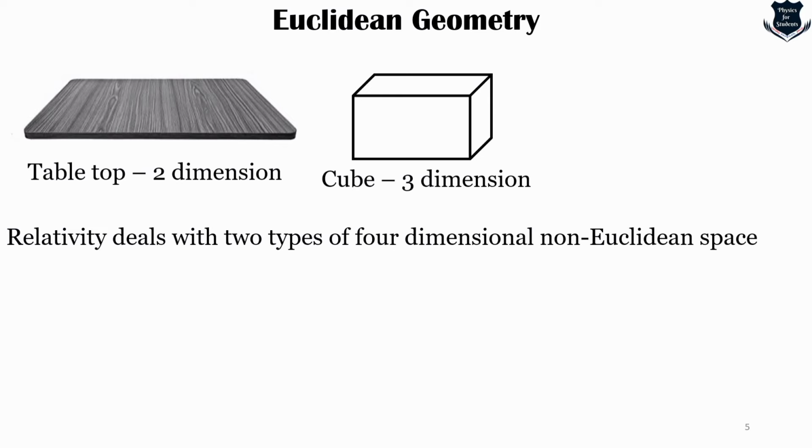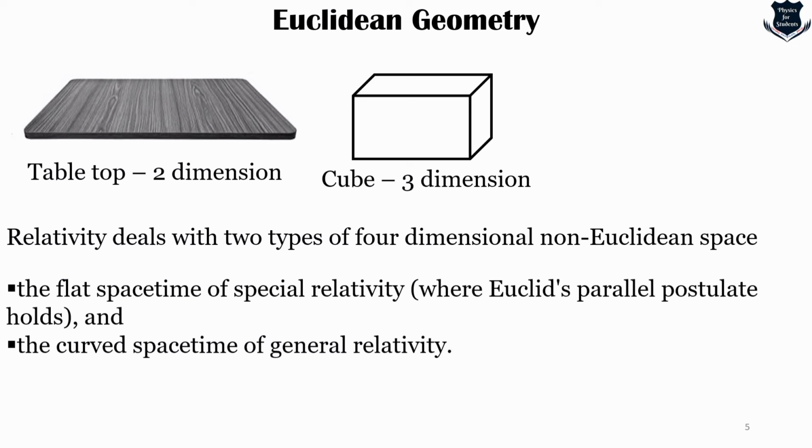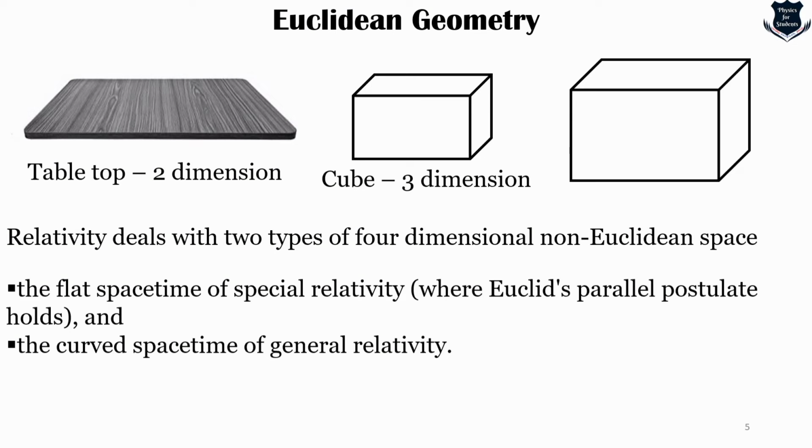Now in relativity, we deal with two types of four-dimensional space. The first is the flat space-time of special relativity, where Euclid's parallel postulate holds, and the second is the curved space-time of general relativity. So returning to Euclidean space, Pythagoras' theorem can also be used in three dimensions to calculate the corner-to-opposite-corner length of a rectangular cuboid.